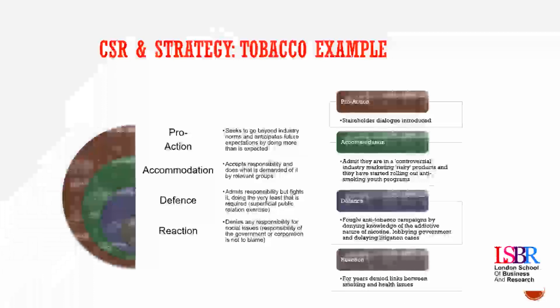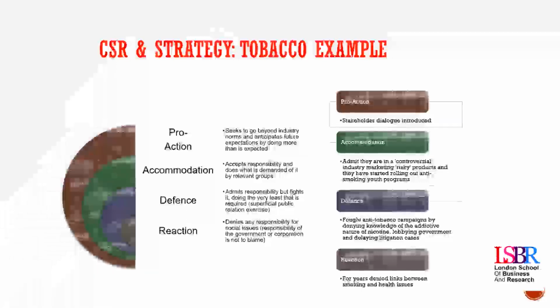So previously, if you go back years, many organizations denied that there were ever links between smoking and health issues. All these big tobacco companies, at a very fundamental level, denied any responsibility for social issues. They denied that they were to blame. As far as they were concerned, it was a health issue, and that was the responsibility of the government. It's not the tobacco providers' fault that people were becoming ill or having serious health complications as a result of smoking or consuming tobacco. They then moved into what was called defense mode.